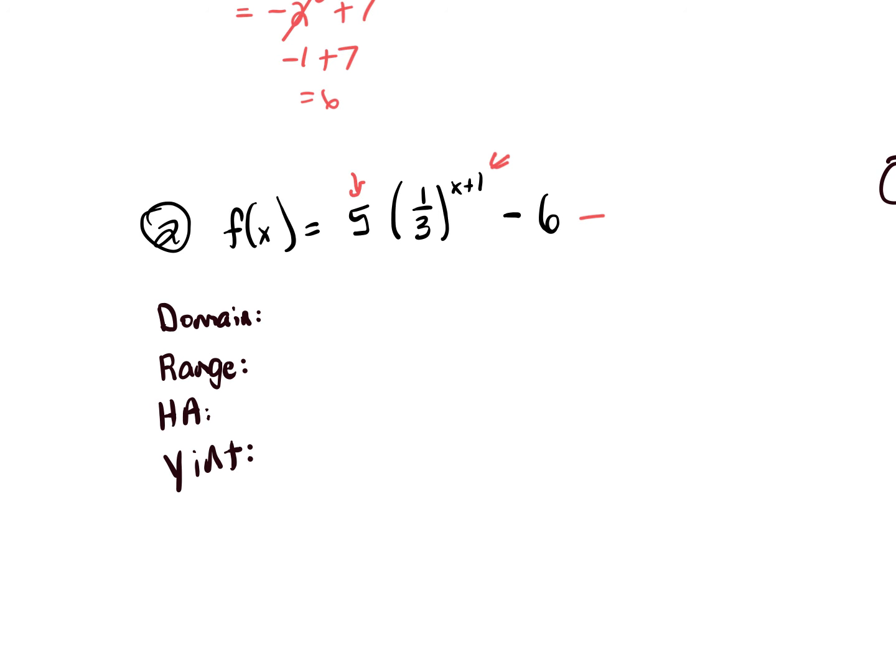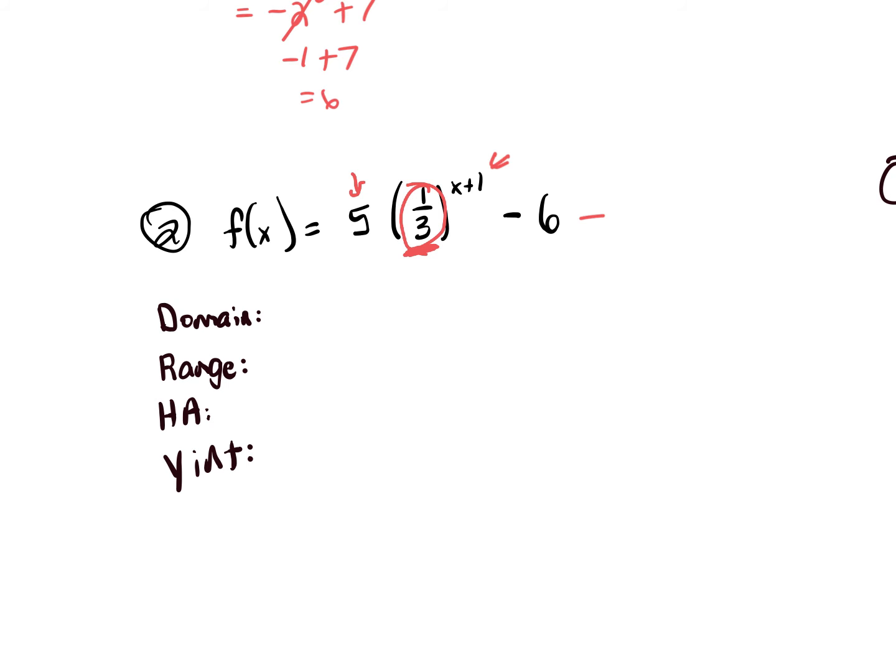And what does this minus 6 at the end mean? Down 6. Is this a growth or a decay? How do you know that? Not because it's down. What's the base? Is it bigger than 1 or is it between 0 and 1? The base? 1/3? It's a decay because it's between 0 and 1.